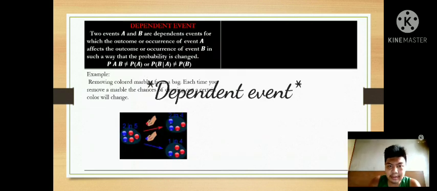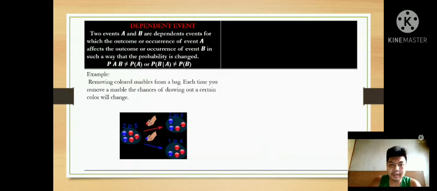Number 9, dependent event. Two events A and B are dependent events if the outcome or occurrence of event A affects the outcome or occurrence of event B in such a way that the probability is changed. Example, removing colored marbles from a bag. Each time you remove a marble, the chance of drawing out a certain color will change.